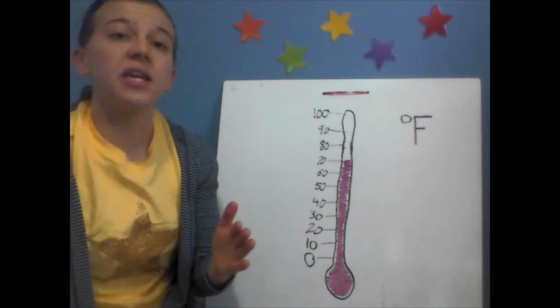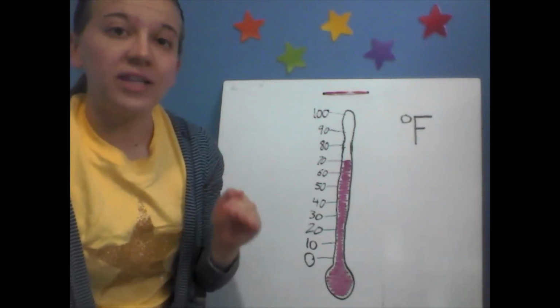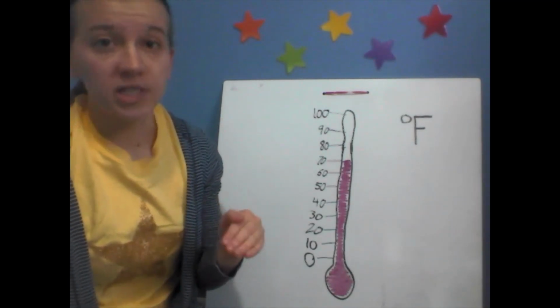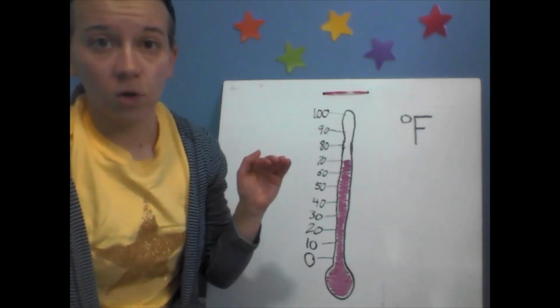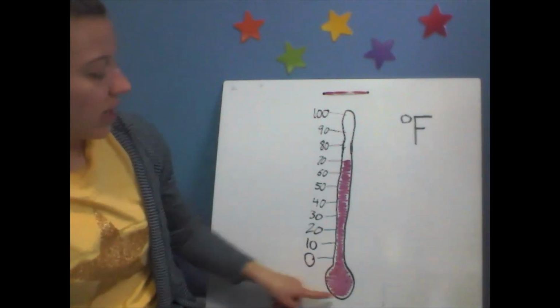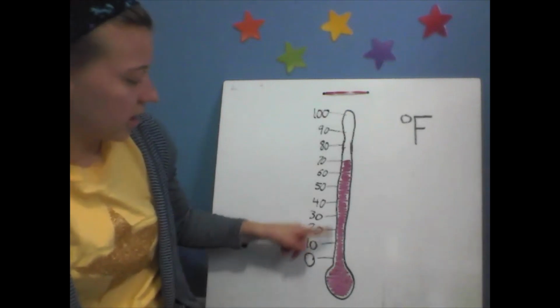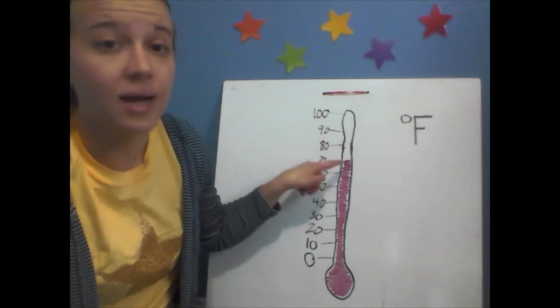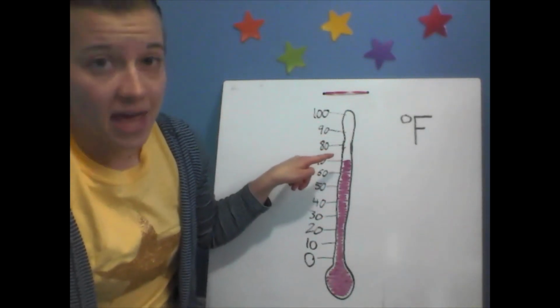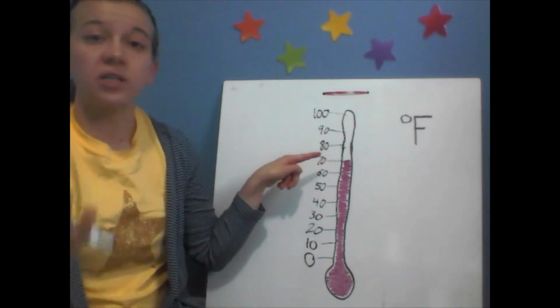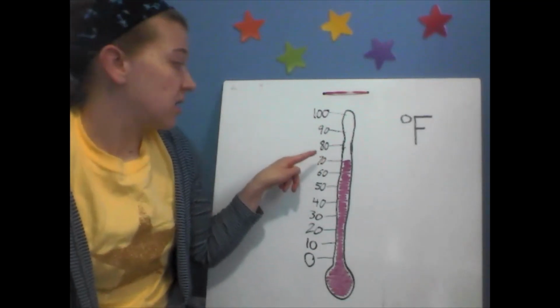So you have to see what number the red liquid is closest to, where it stops at the top of it, okay? We're not going to look down here, we're not going to look in the middle, we have to look for where the top of the red is. And then whatever number it is closest to will show us what the temperature is.